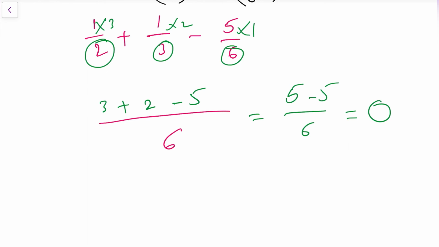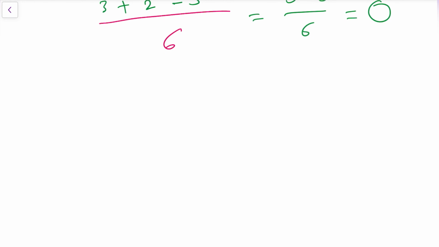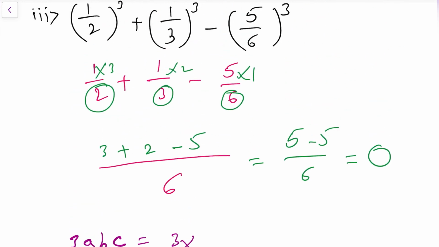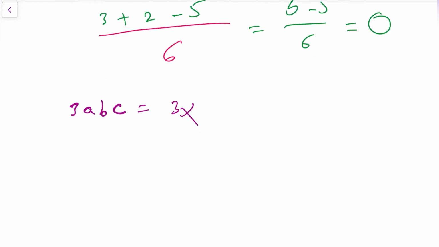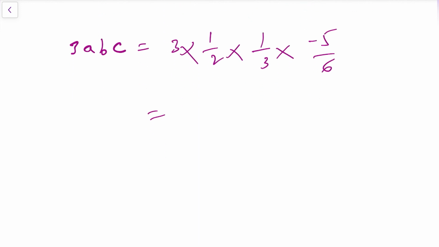Then the value of a cube plus b cube plus c cube is nothing but 3abc. That is equal to 3 into a value 1 by 2, into b value 1 by 3, into c value minus 5 by 6. Here only one minus symbol is there, so minus. Here 3 will get cancelled, then we remain with 5 by 2 6s are 12. So answer is minus 5 divided by 12.